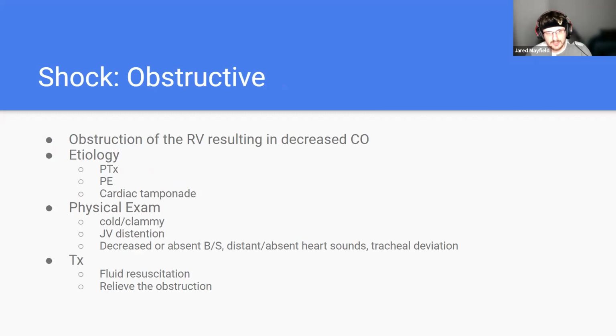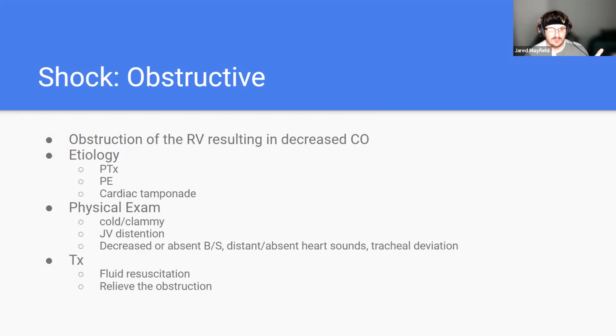In obstructive shock, it's basically anything that impairs the right ventricle from filling during diastole, resulting in a decreased cardiac output. And the three classic ones you'll be tested on, on shelf and other board exams, are pneumothorax of any kind, but most specifically tension pneumothorax, pulmonary embolus, saddle or a segmental PE, and cardiac tamponade.